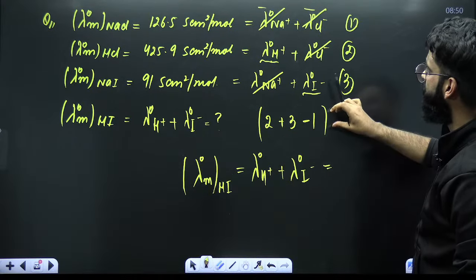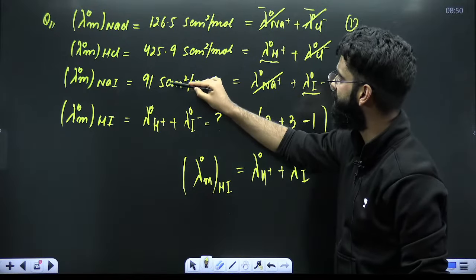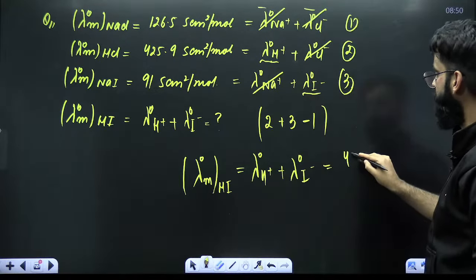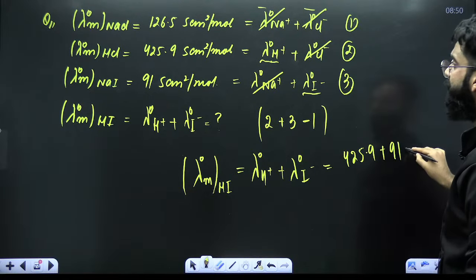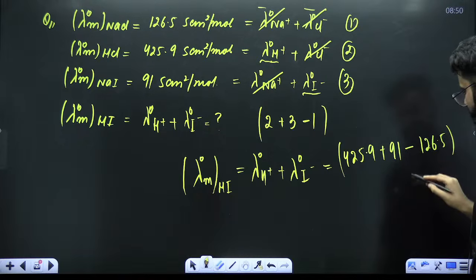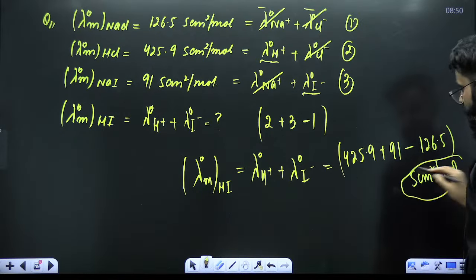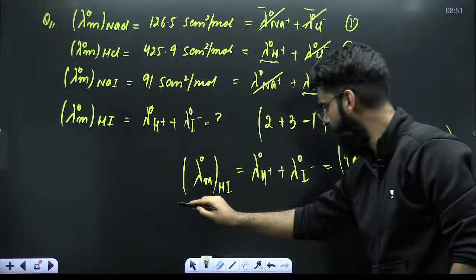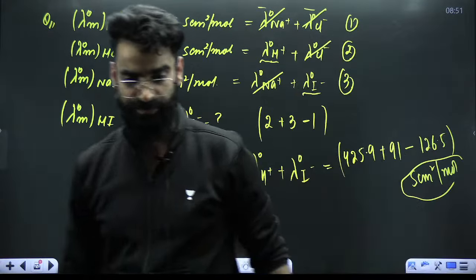Do the same operation with their molar conductivity values. So 2 plus 3: this plus this minus this. So the answer has to be 425.9 plus 91 minus 126.5. Solve it. Whatever value you get, the answer is going to be in Siemens centimeter square per mole. This is the molar conductivity at infinite dilution for this particular electrolyte HI. I hope this is again clear to everyone.